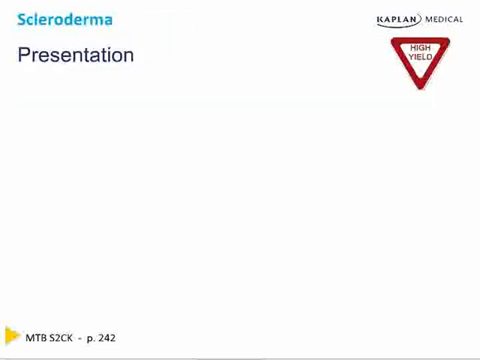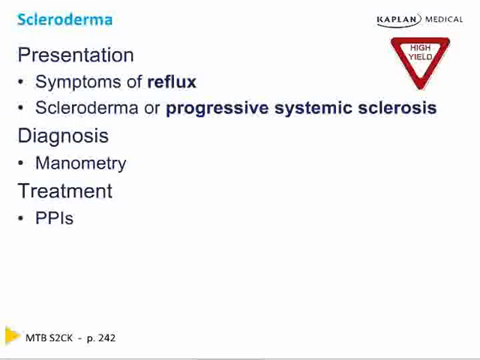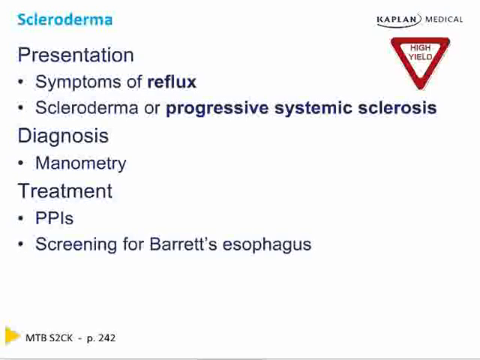If you've done rheumatology, we've been through scleroderma extensively. But just as a reminder, scleroderma is a chronic systemic autoimmune disease. It's primarily of the skin, but it can also be characterized by fibrosis. It can be a part of the CREST syndrome: calcinosis, Raynaud's phenomenon, esophageal dysfunction, sclerodactyly, and telangiectasia. People with scleroderma present with symptoms of reflux. Scleroderma can also be a part of progressive systemic sclerosis. Keep in mind, it's a huge spectrum. The diagnosis of scleroderma is done by manometry. The treatment for it is with PPIs. Due to the amount of reflux a patient experiences, they also need to be screened for Barrett's esophagus.